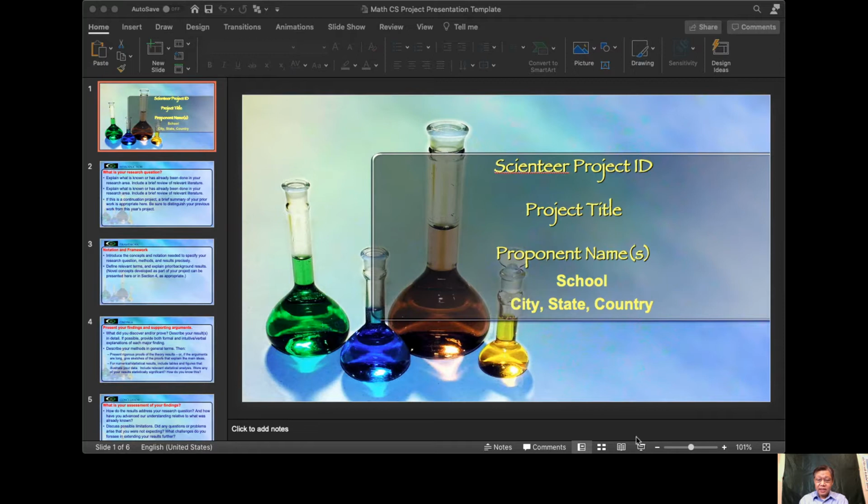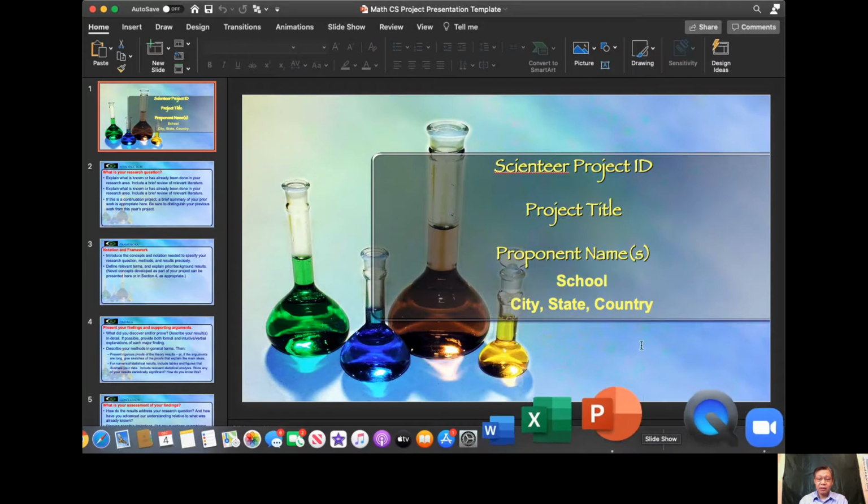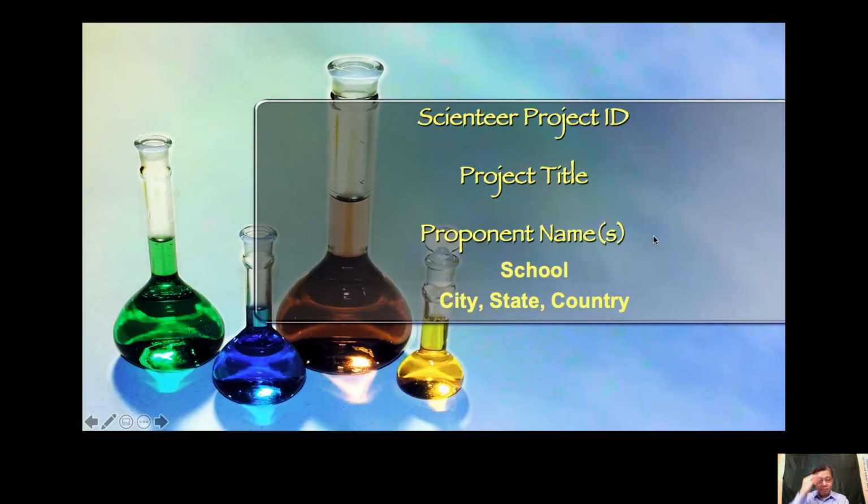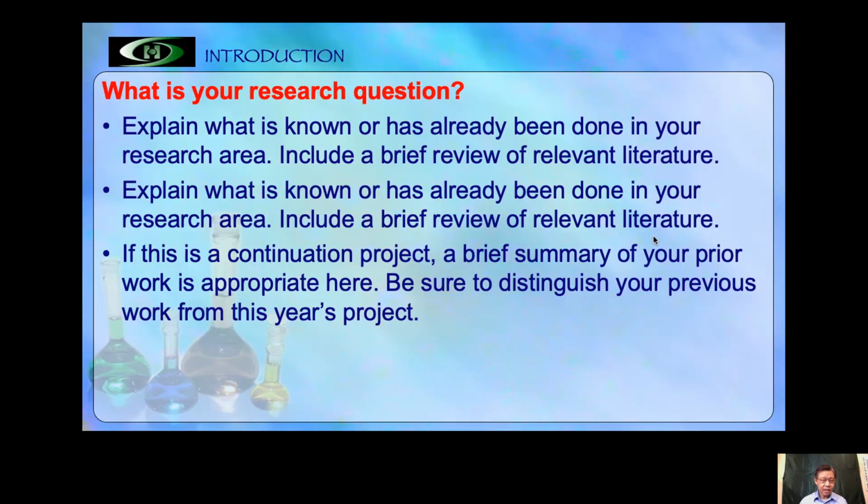Okay, so this is the template for a math and or computer science project. Now, it starts with a title page that is exactly the same in terms of content to the other two templates, the science and the engineering project templates. So you still have to have your Scienteer project ID, project title, the proponents' names. If you're a group, again, you list down all the names here, and then of course your school, city, state, and country. The next slide is where you do the introduction.